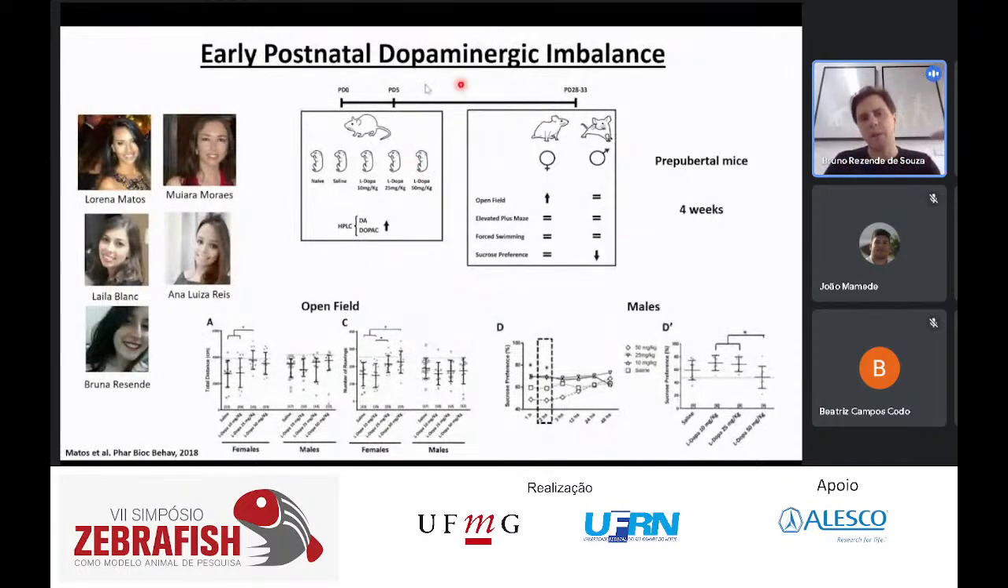mice. And using mice, when we treated the mice, females and males, with L-DOPA to increase the dopamine levels between the first day after birth and the 5th day, we can see that when they become prepubertal, that was a tough word, at 4 weeks, females have an increase of locomotor activity or exploratory activity. And when we check the adult male mice behavior, we can see there's alteration in sucrose preference.